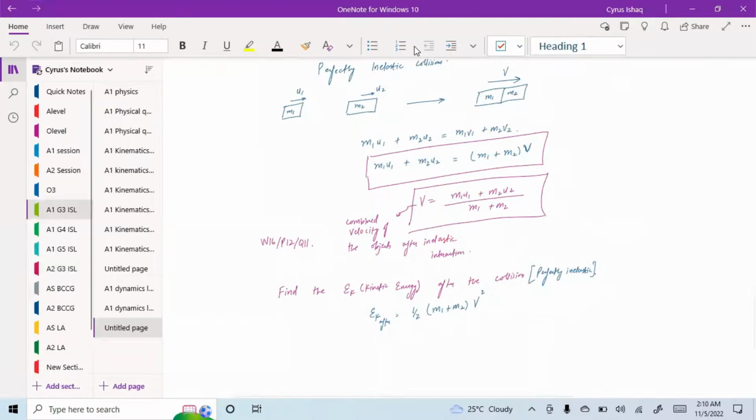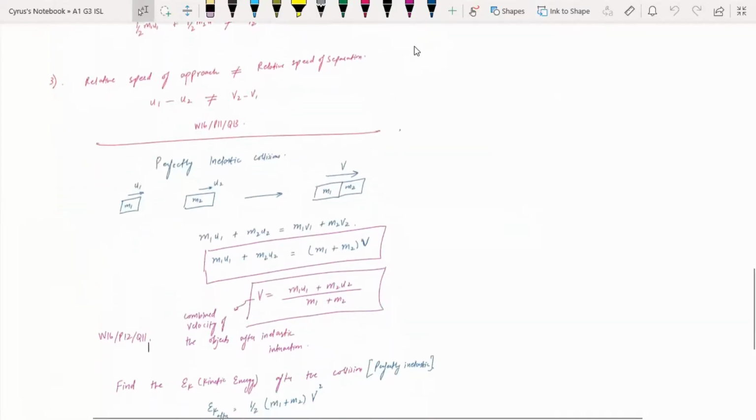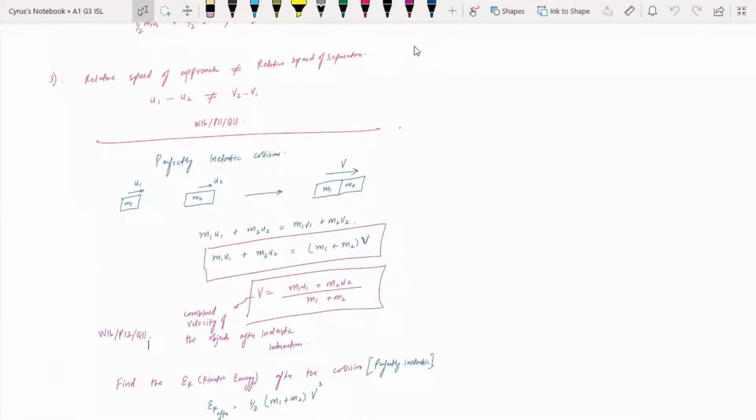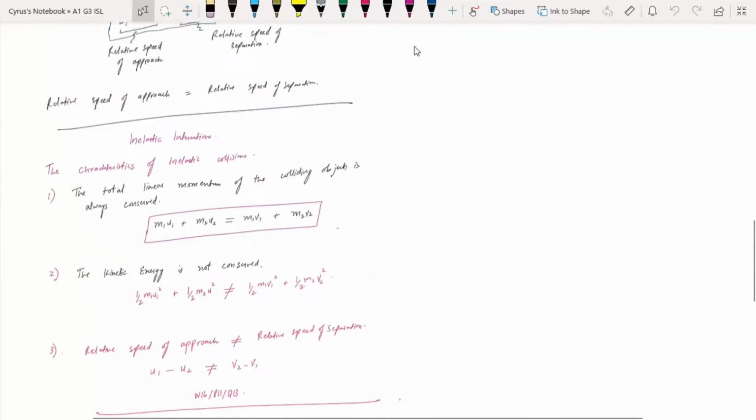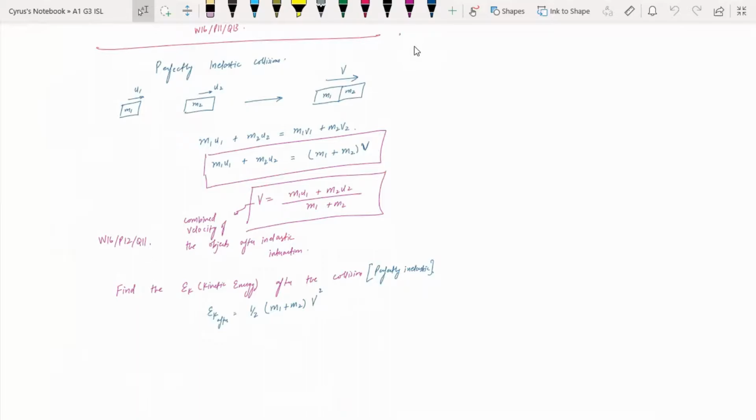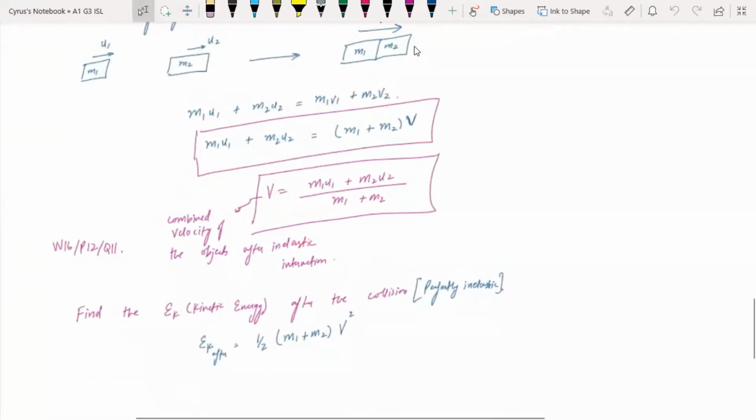In the previous class, we talked about what happens for an elastic collision and for an inelastic collision, and I told you that the combined velocity of the objects after an inelastic collision is given by this, right? This is what we discussed.